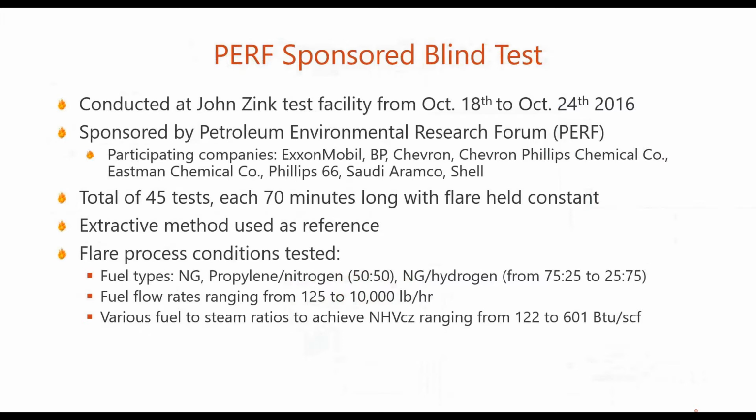The tests covered quite a wide range of fuel types, from natural gas to propylene nitrogen blends and natural gas hydrogen blends, all the way up to 75% hydrogen. Fuel flow rates ran from 100 pounds an hour up to 10,000 pounds an hour. And steam ratios ranged anywhere from 122 up to 600 BTU per scf. So quite a wide range of process conditions were covered during the 2 weeks of this PERF test.